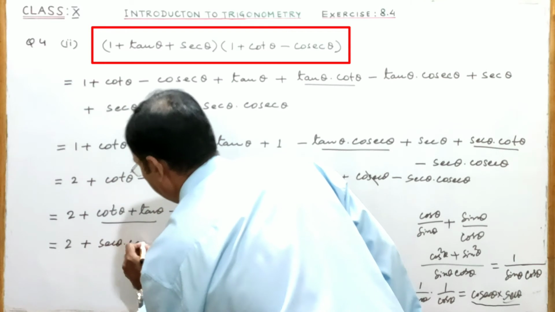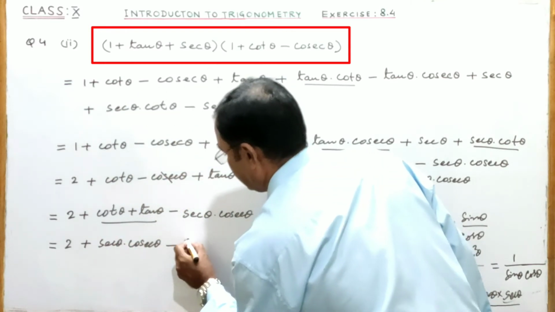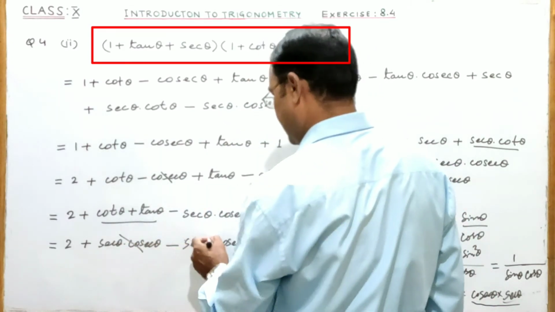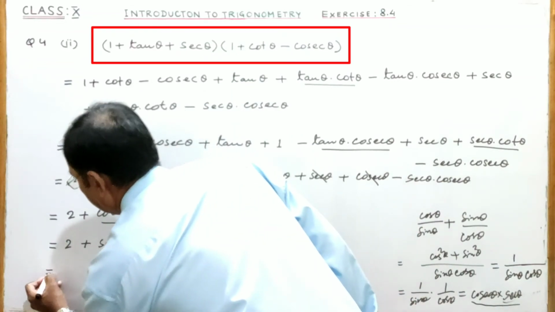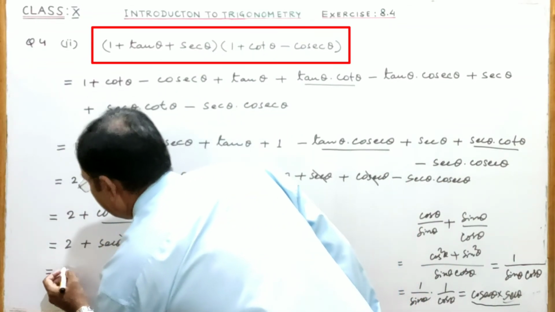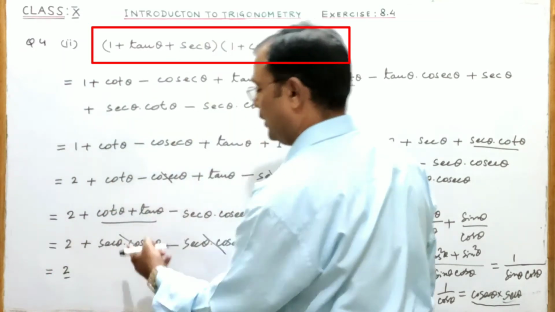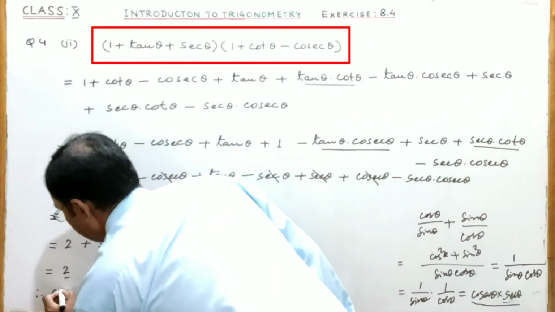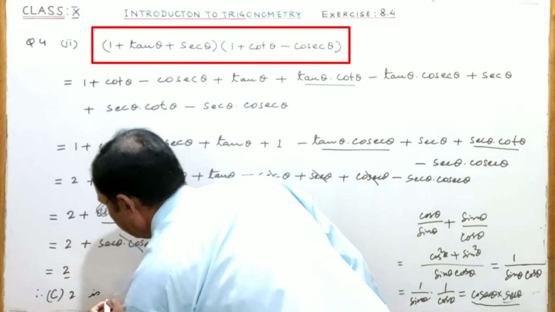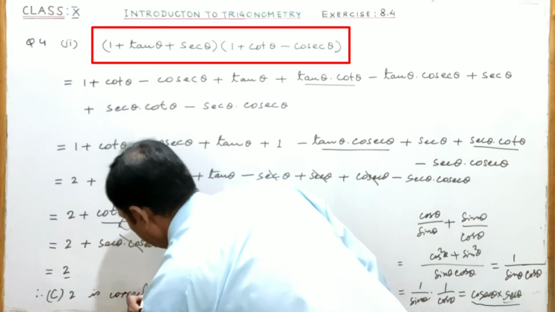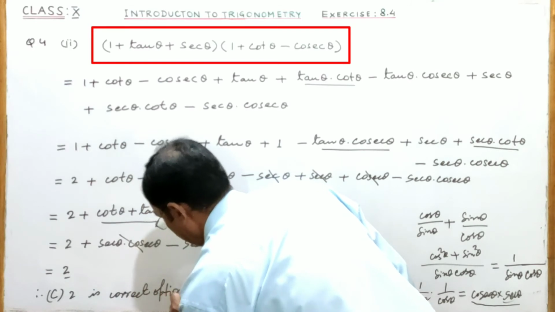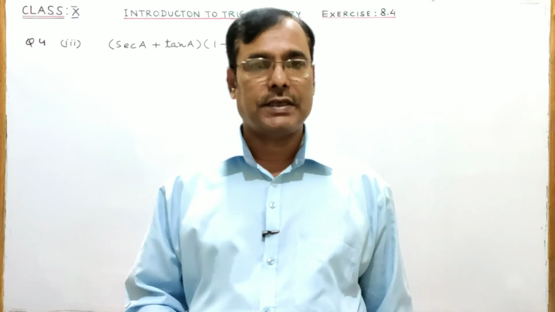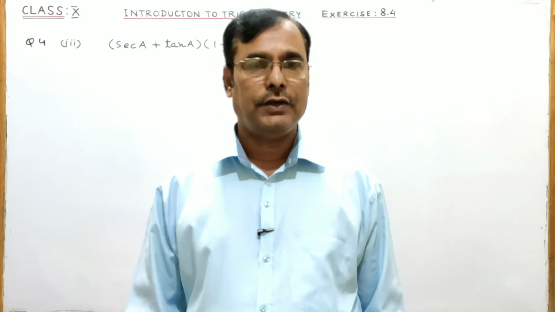sec theta into cosec theta minus sec theta into cosec theta. So sec theta into cosec theta with plus and minus sign cancelled. So finally we have got 2. So therefore C is correct option for this question. Third part, sec A plus tan A into 1 minus sin A equal to what?